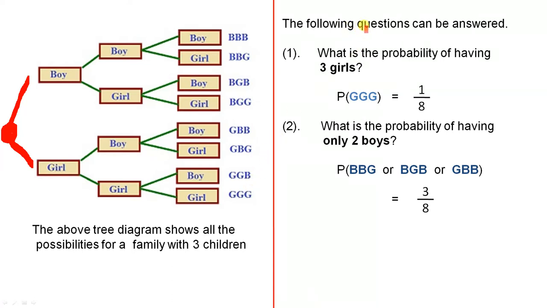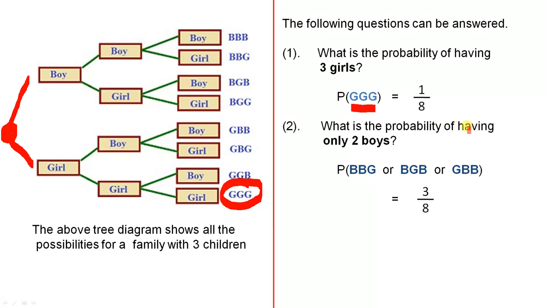So the following questions can be answered. Now you can see there are 8 different possibilities, and these are the different orders that can occur with the 3 different births. What is the probability of having 3 girls? So we're looking at GGG. That only occurs once, right? That's the only time it occurs. And there are 8 possibilities, so the probability of having 3 girls is 1 over 8.